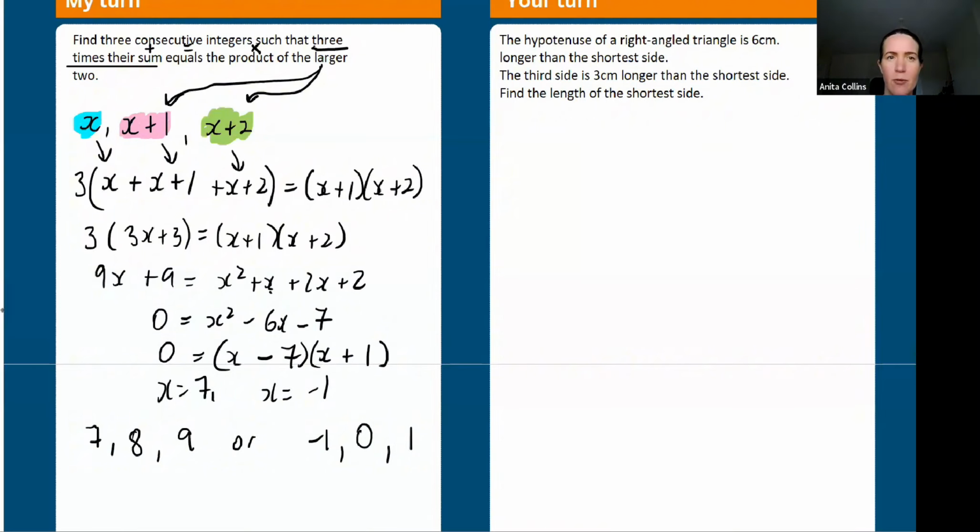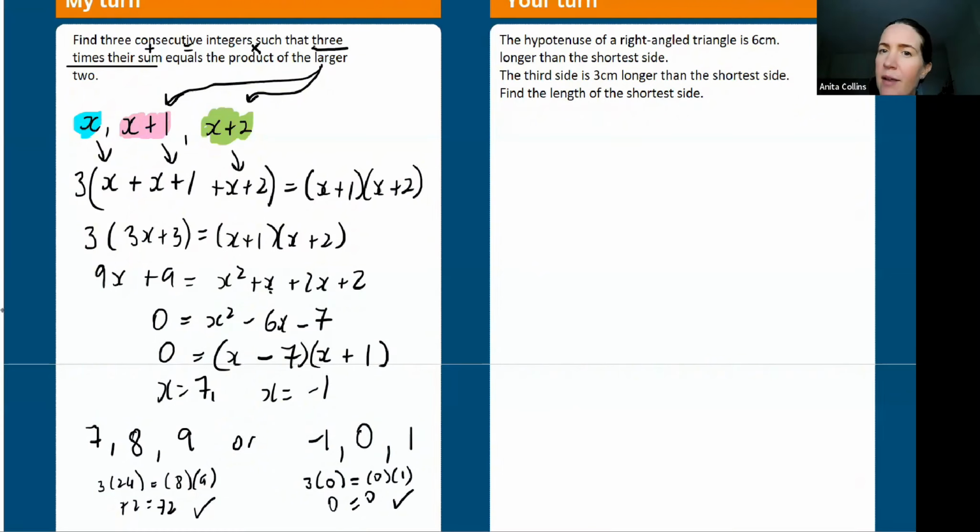Now, you could check those if you want. 3 times their sum. 7 and 8 is 15, plus 9 is 24. So 3 times 24, is that equal to 8 times 9? Let me see. 3 times 24 is 72. 72 is equal to 72. We're on a winner with those. Let's check it here. 3 times their sum, minus 1 plus 0 plus 1, that's 0, isn't it? Yeah. 3 times their sum is the product of the larger two, and 0 is equal to 0. So those will work as well.